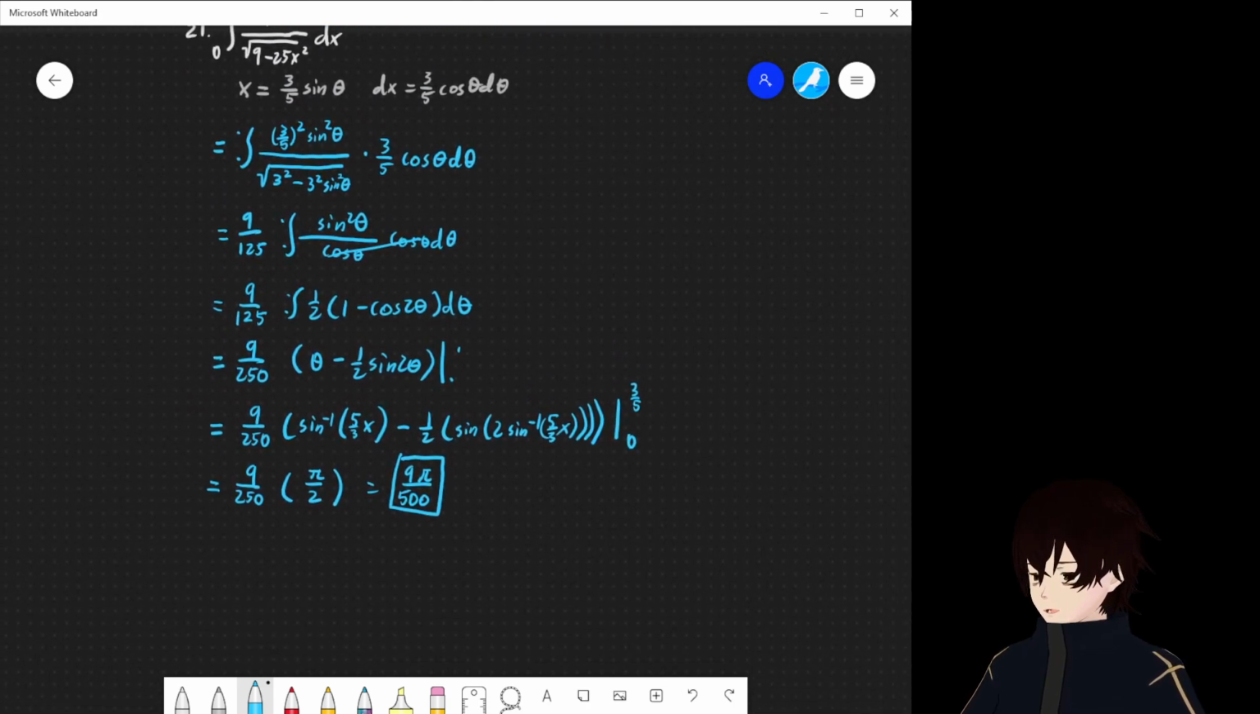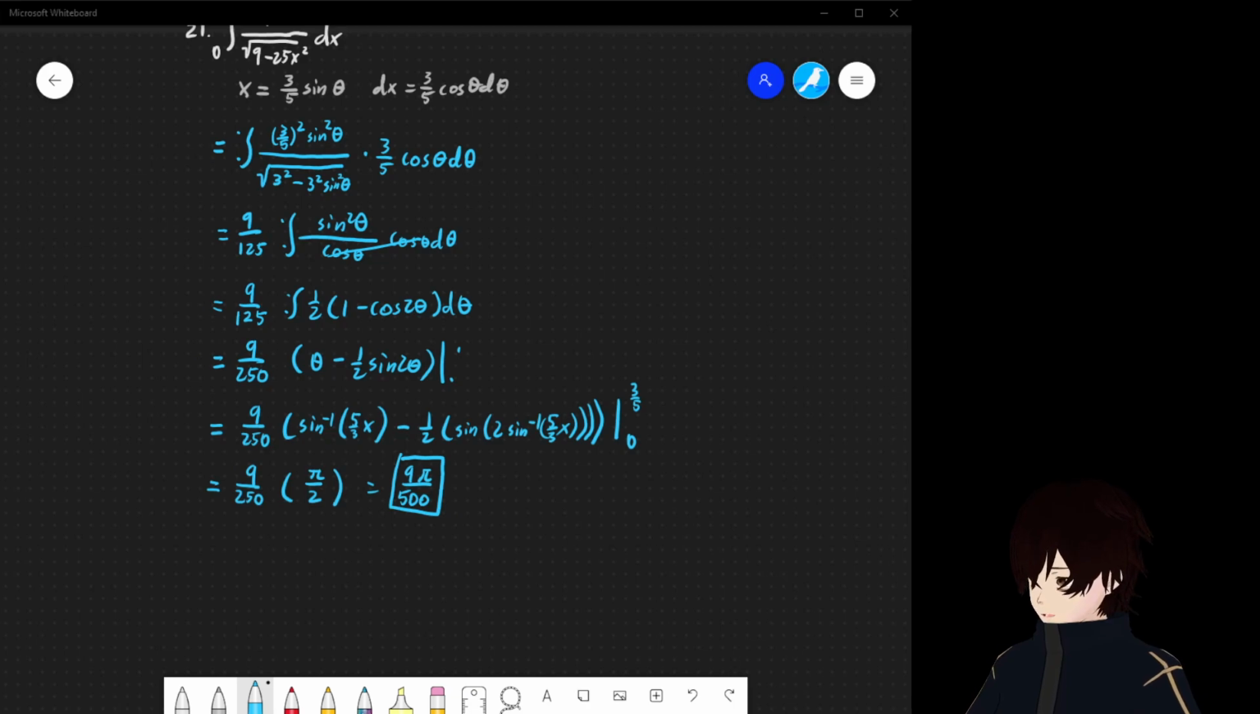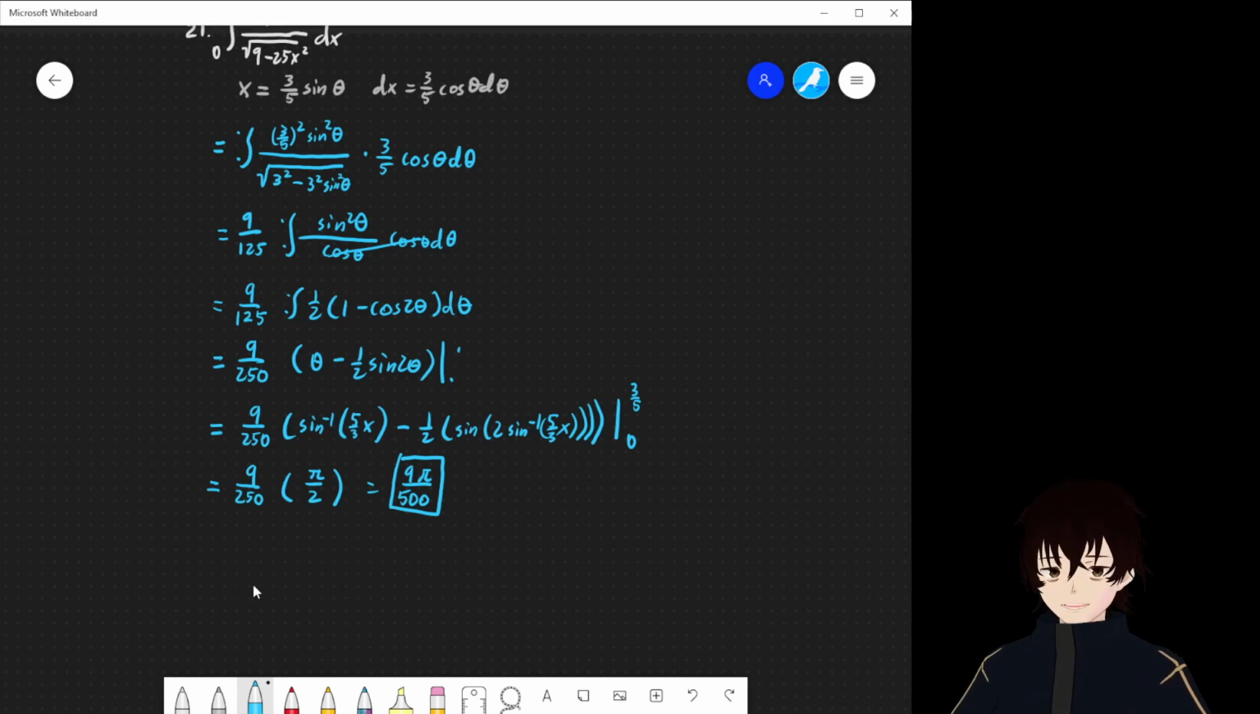Now then, once we're done with 21, we should move on to 27. It wants to know the indefinite integral of x squared plus 2x dx. Let me write bigger. This new board's bigger, so my writing turns smaller.